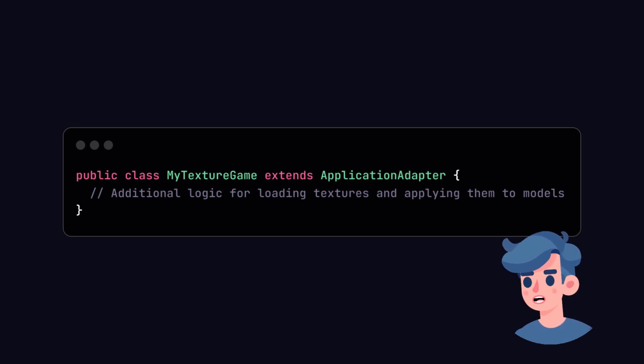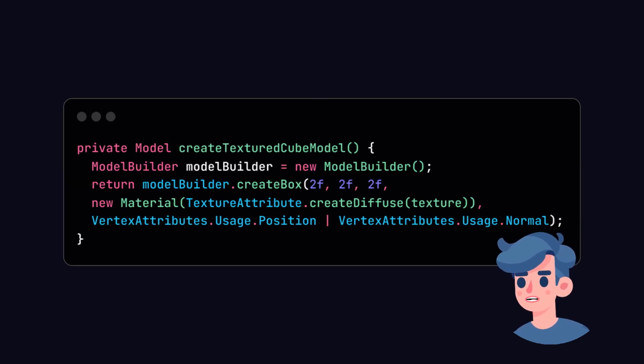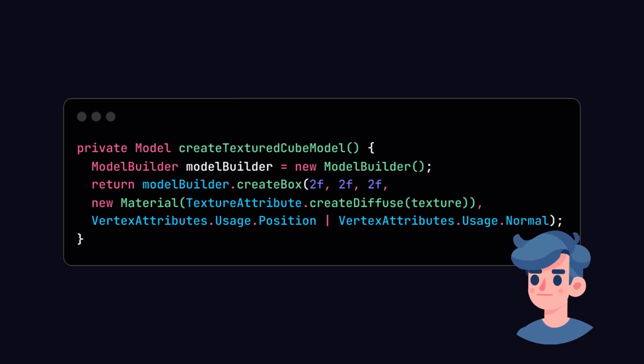In addition to this foundational setup, you can further expand your game by adding more advanced features such as textures and animations. Let's briefly discuss how to add textures to our cube model to make it visually interesting. We can load a simple texture using the Texture class and apply it to our model. We will use our texture in the ModelBuilder when creating the cube. We can set it in the material of the model as follows.